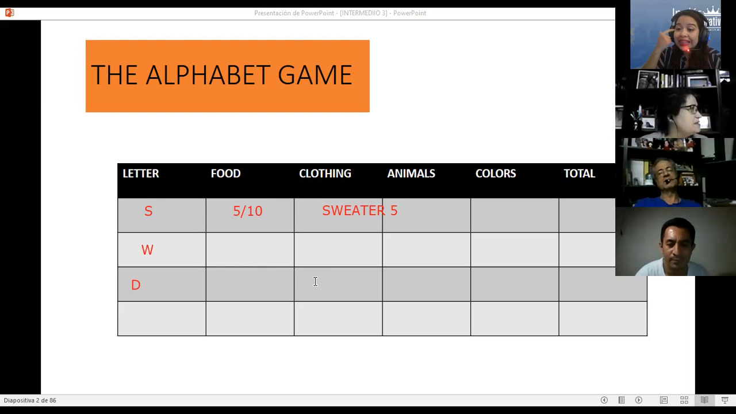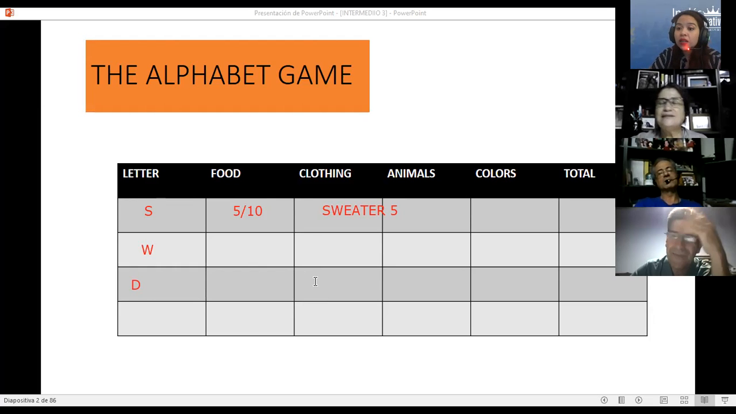Clothing, what do you have with D? Dress. Okay. Diaper. Okay, so diapers, is that clothing? Yes. For the baby. Okay, so diapers. Or for the adult. Yeah, diapers. Okay, dress, but I think I heard dress twice. That would be a five. Any other?